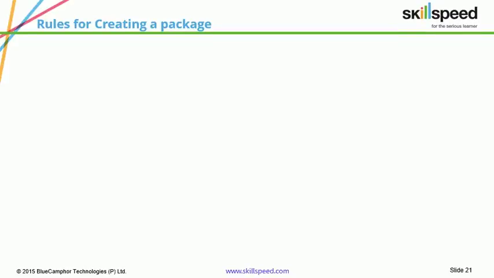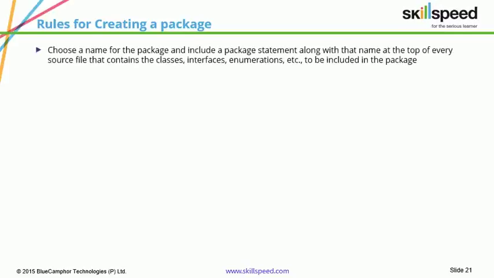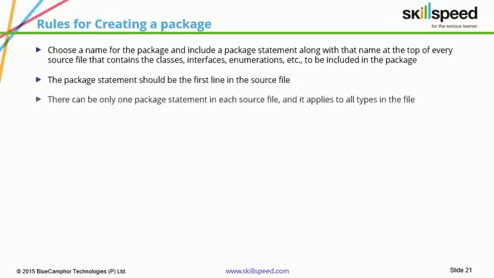We have a few rules for creating a package. Let us look at them. Choose a name for the package and include a package statement along with that name at the top of every source file that contains the classes, interfaces, enumerations, etc. to be included in the package. The package statement should be the first line in the source file.